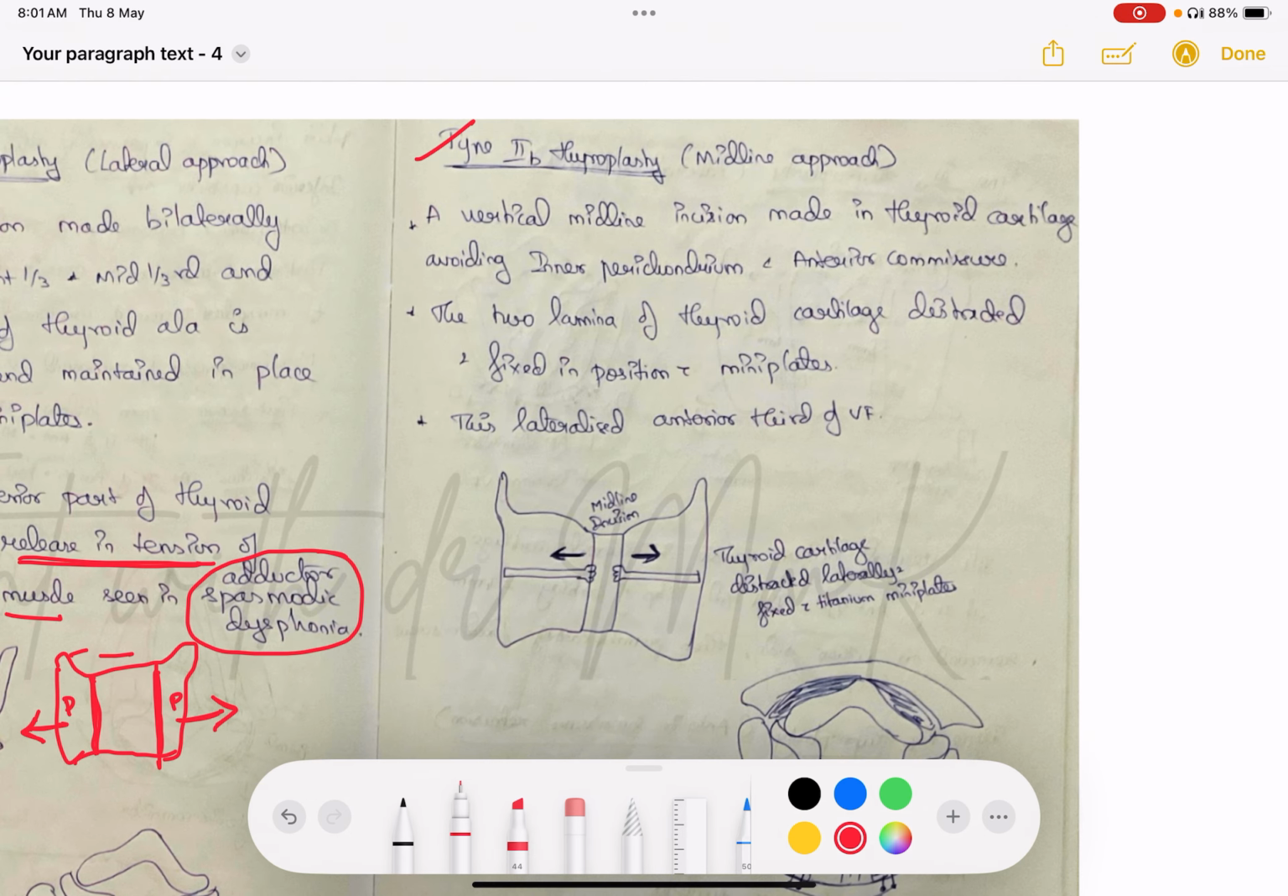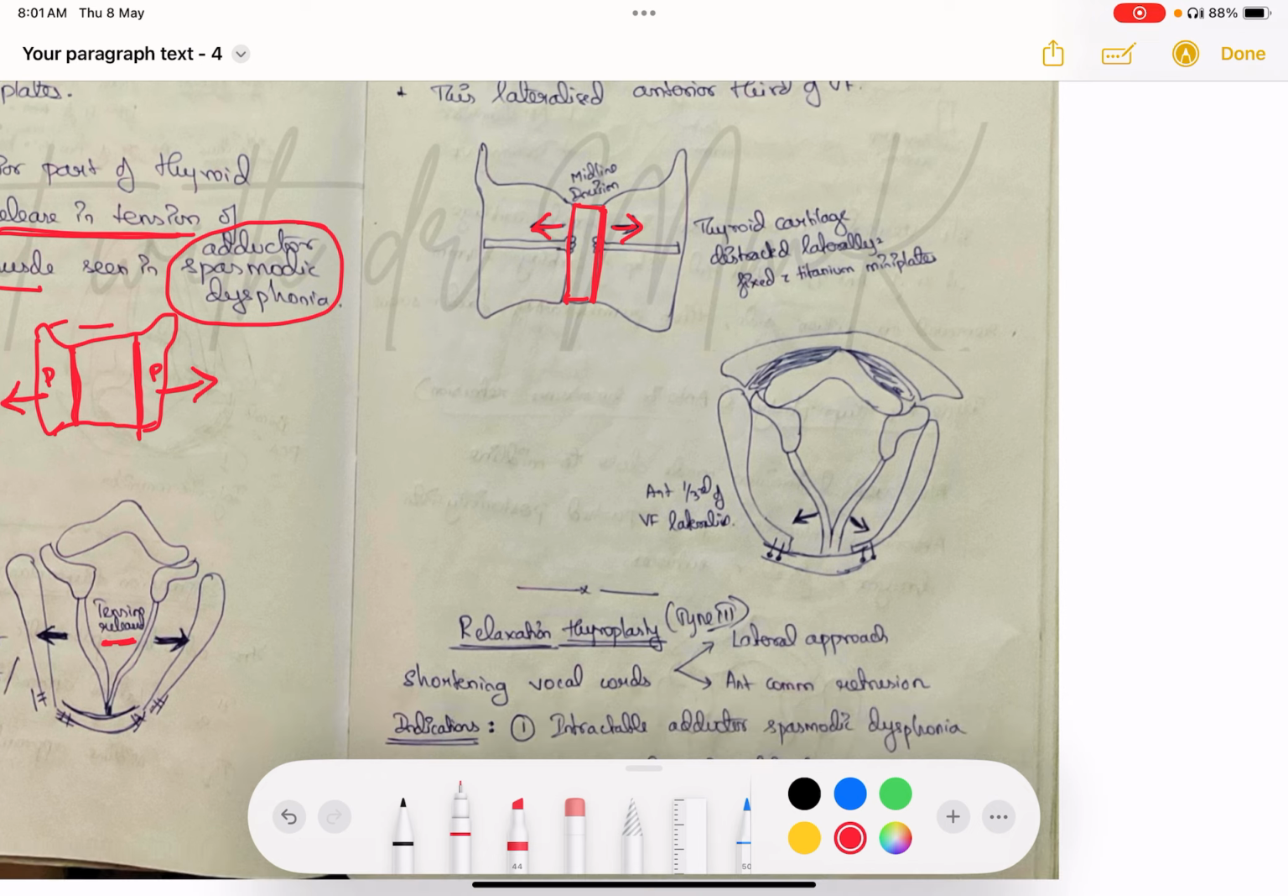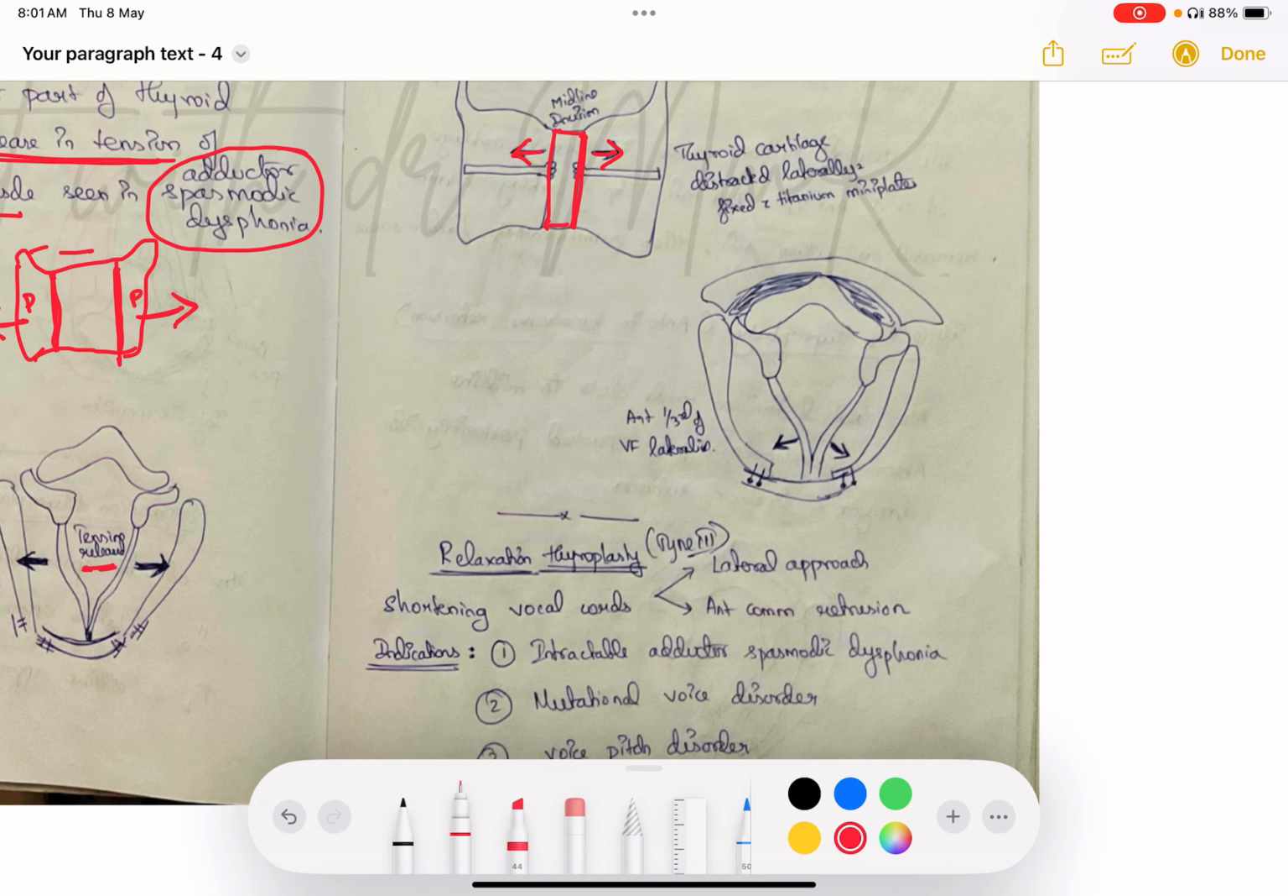Second one is type 2B or the midline approach. This is similar, but here we are going to put the incision on the thyroid cartilage at the midline. Okay, the midline incision is made, and the thyroid cartilage is pulled laterally. This will again cause relaxation as well as lateralization of the vocal cord. So this is type 2B or midline approach.